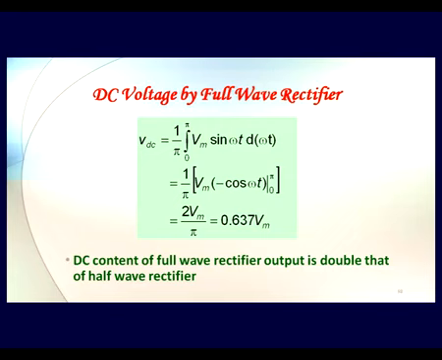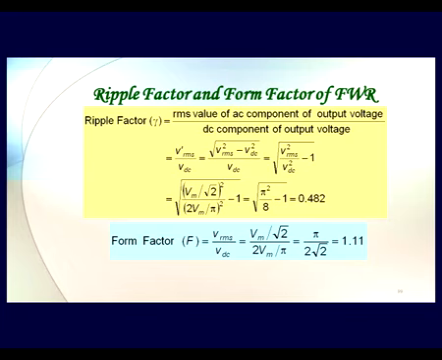And the ripple factor, if you see here, is quite less, because it is V'rms upon VDC, which will be equal to the square root of Vrms square upon VDC square minus 1. If I substitute the values for the full wave rectifier, that is Vm upon root 2 square upon 2 Vm upon pi square minus 1, it comes out to be 0.482, and the form factor is 1.11.